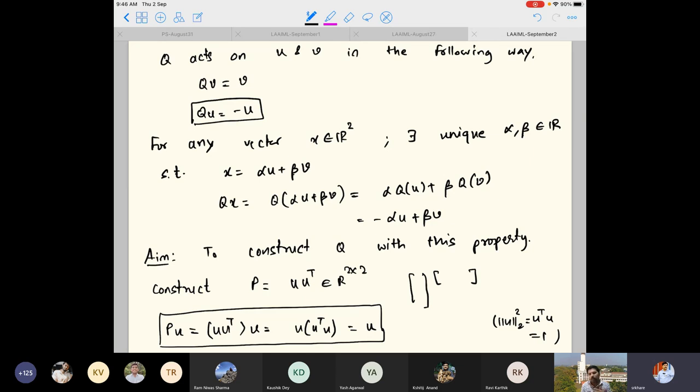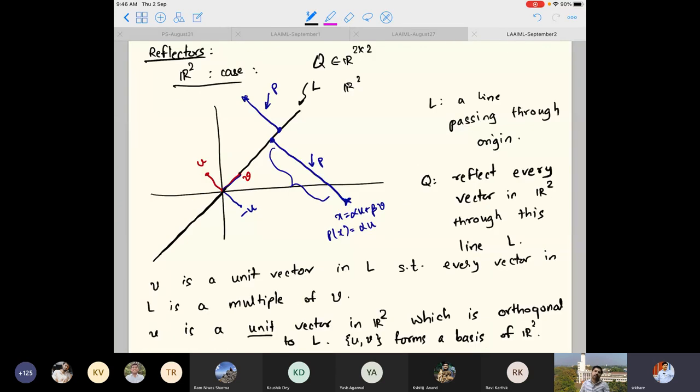So if this is what we understand here, then can we generalize this process to an Rn space? Instead of this line L, what will I have in Rn? A hyperplane. I will have an n minus 1 dimensional hyperplane passing through origin, right? What will I do for that n minus 1 dimensional hyperplane?